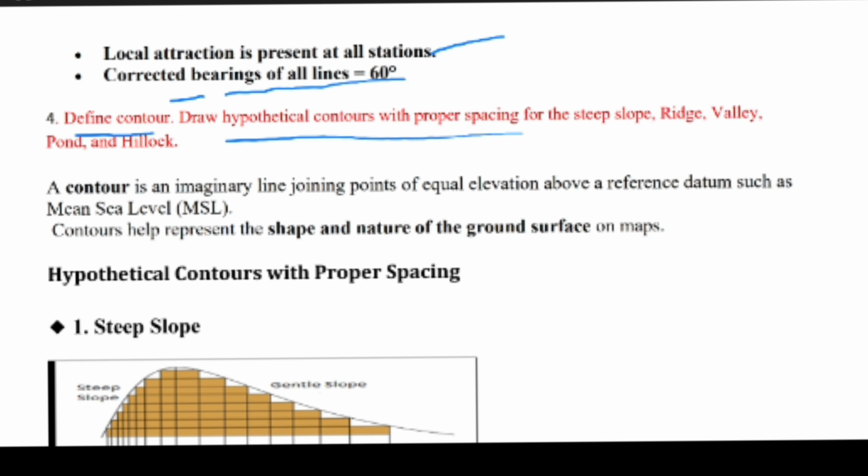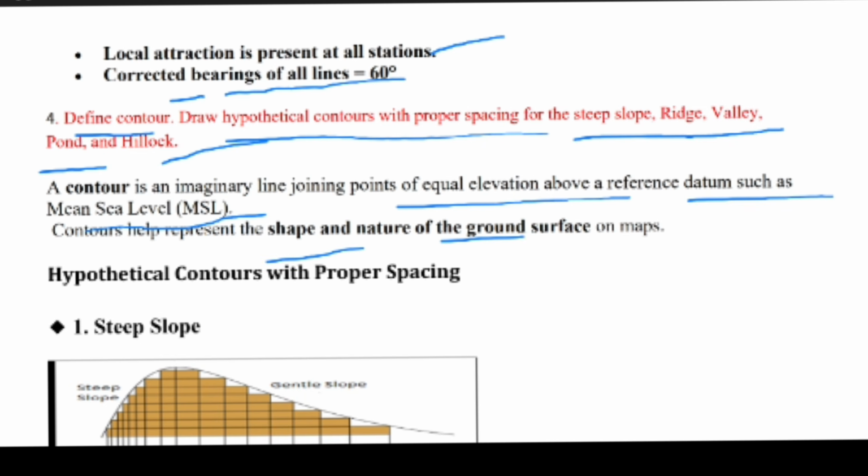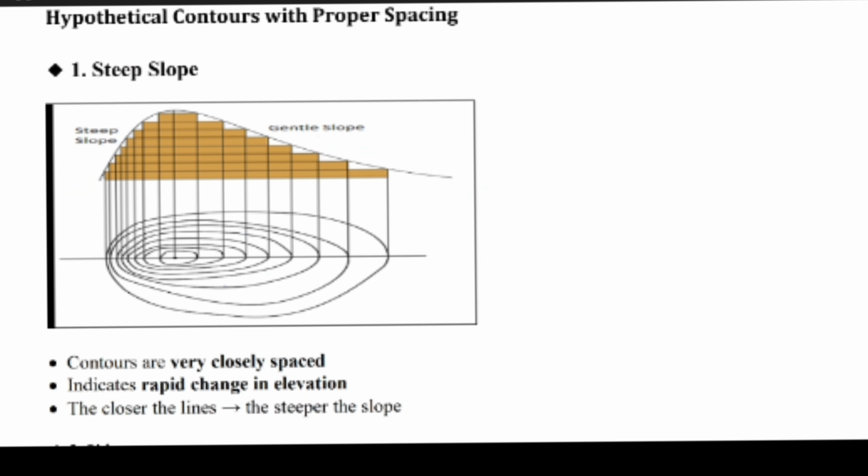Draw a hypothetical contour with proper spacing of a steep slope, valley, pond and hillock. Contour is an imaginary line joining points with a reference point or datum, which we call mean sea level. So a contour will represent the natural shape and ground surface of the earth on a map, correct?